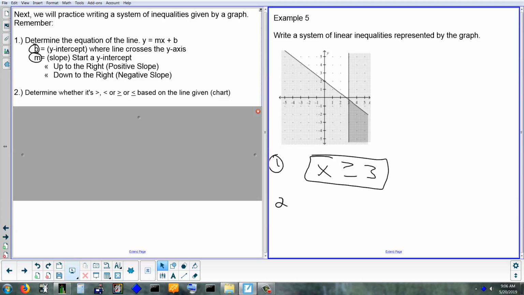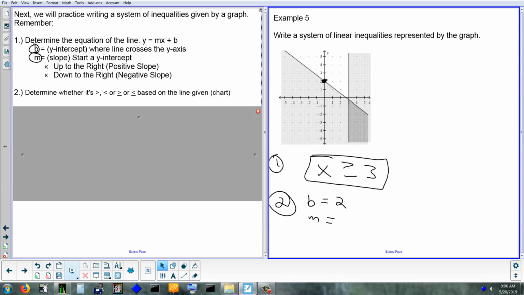So this is the first one. Second one. That one goes on an angle. What are the two things you need to write the equation of a line on an angle? Slope and y-intercept. All right, let's find both of them. What's my y-intercept? 2. What's my slope? Let's just use these 2 points.